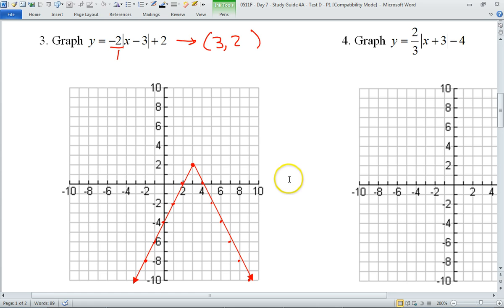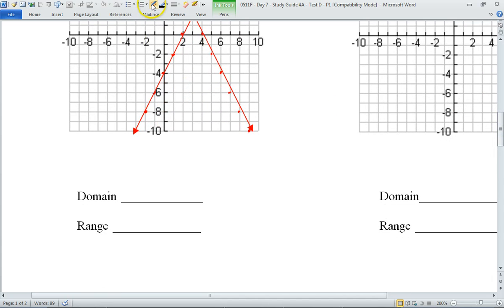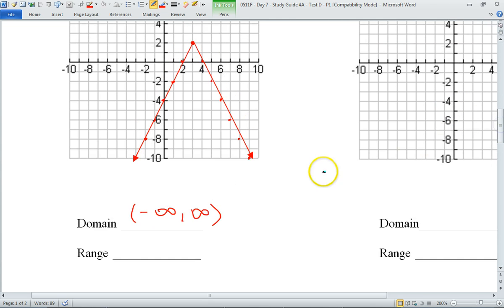Okay, so that's what number 3 should look like. Questions? How we doing? Don't forget the domain and range. The domain was easy: negative infinity to positive infinity. Range not too bad, but I did see some mistakes. I thought minus 3 to the left.